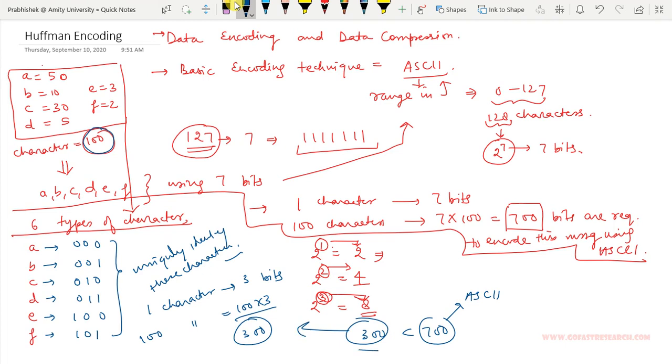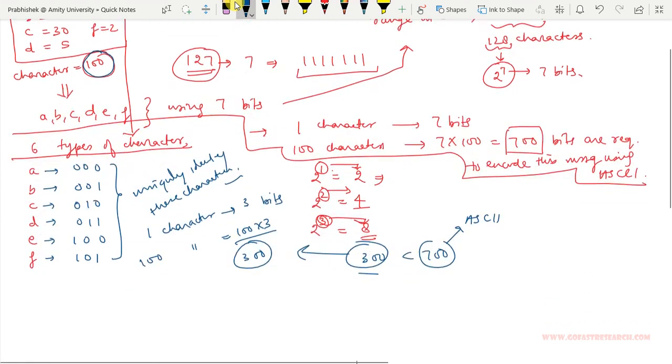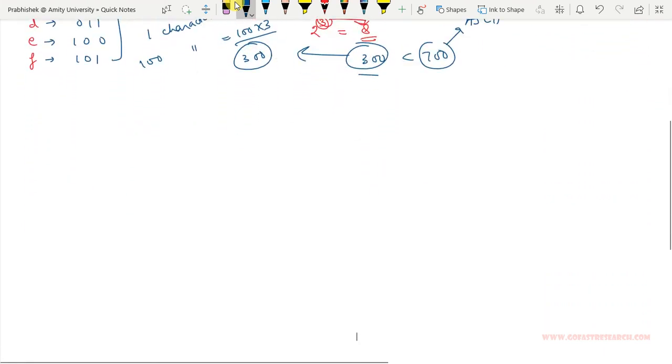Okay, so now we will see how many bits will be required using Huffman encoding, because these two methods are feasible, possible methods, but they are not the optimal solution, and we want an optimal encoding technique. So now we will understand how Huffman encoding gives us the optimal solution.